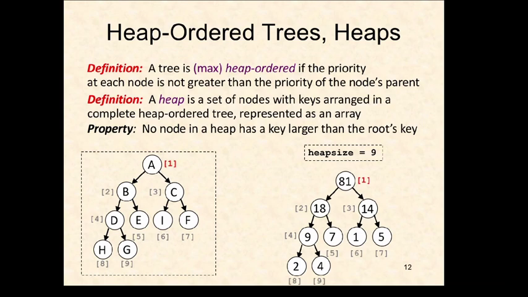So what we're going to say is the priority at each node is no greater than the priority of the node's parent. So no node is allowed to have a priority higher than its parent. Alternately, no node is allowed to have a priority lower than its children. So you can't have a higher priority than your parent. You can't have a lower priority than your children. Now, if every node follows this heap ordering property, then we have a heap.